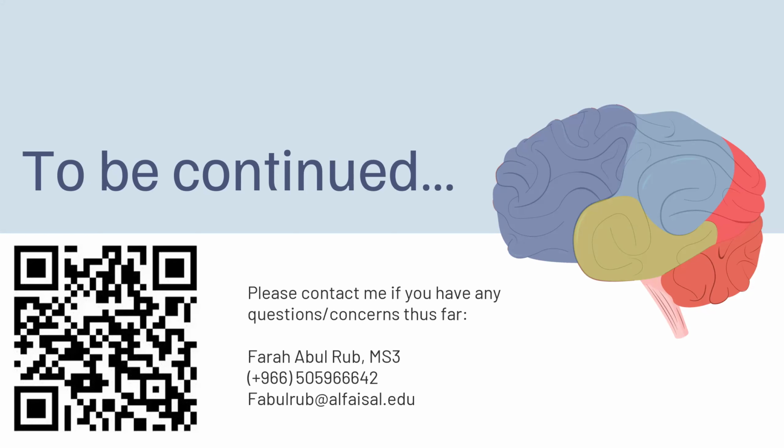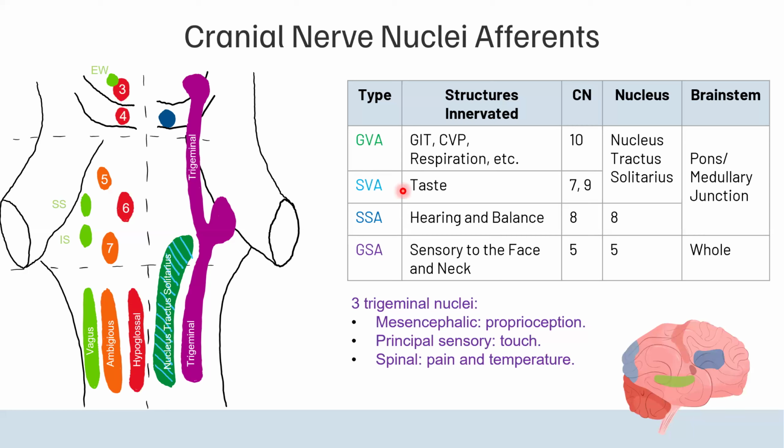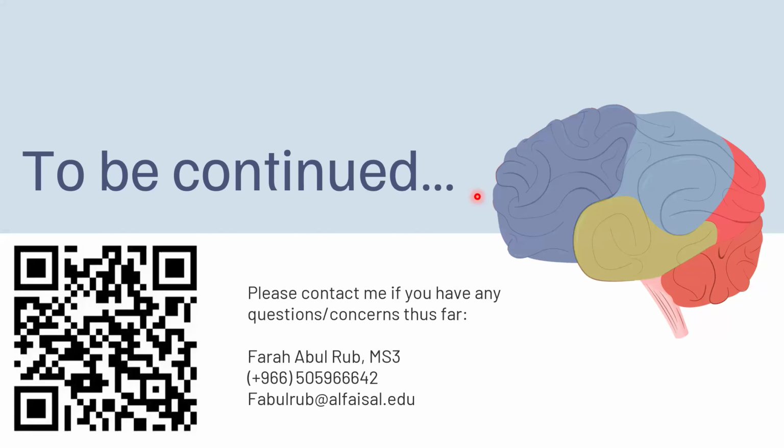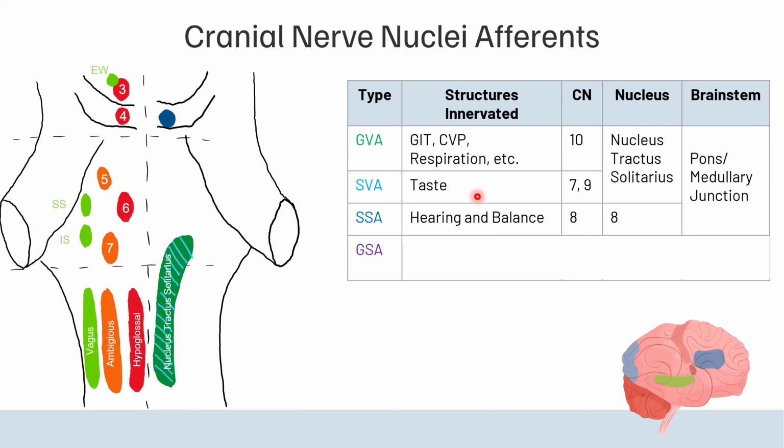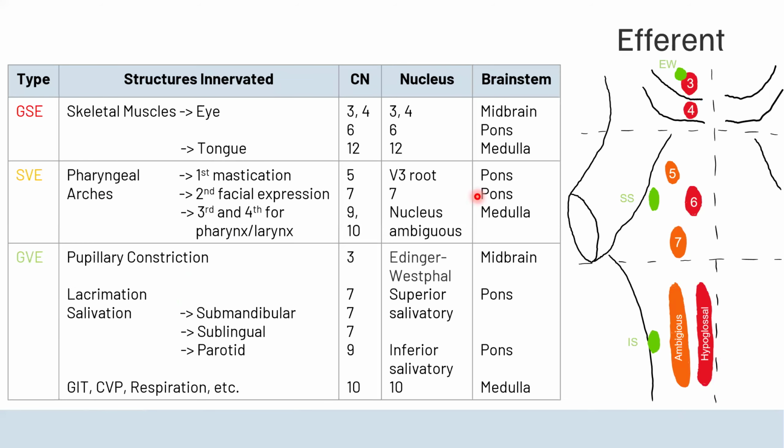No, it's not solitarius. Solitarius, as we see here, is for taste. It's not for mastication. Mastication, let's look at that again, is here. It's this one, V3 root. Okay? Clear? Perfect.